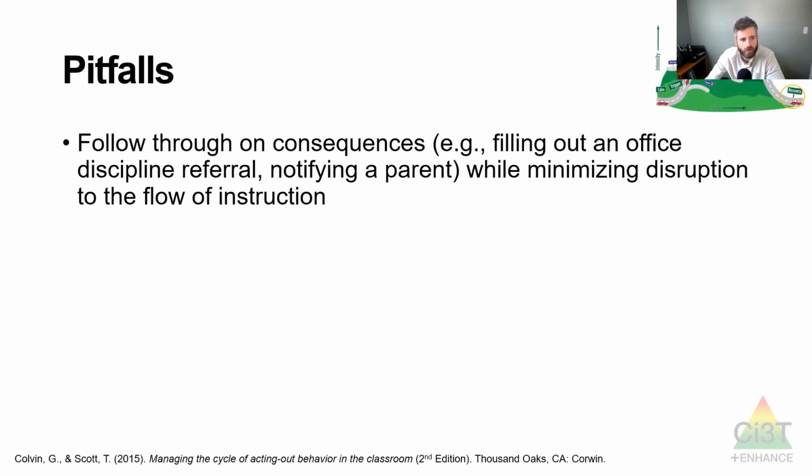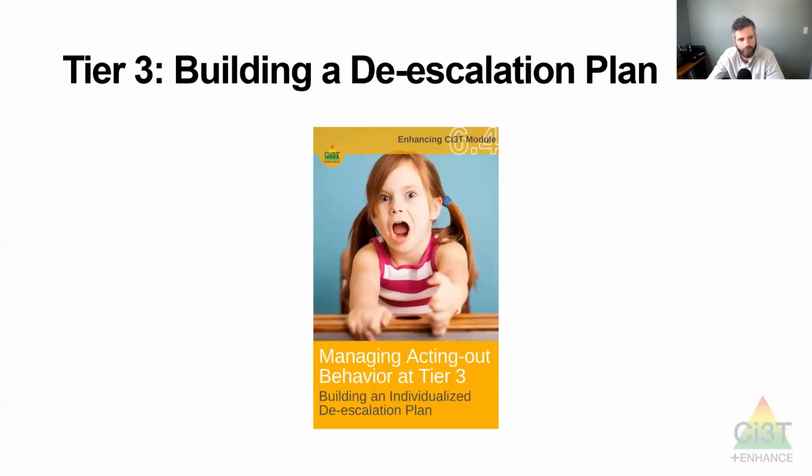So a pitfall here is that we want to make sure that we do follow through on consequences without getting back into this cycle of punishment or being overly critical of the student's behavior. We want to move on. So we need to follow through with the consequence, like filling out an office discipline referral or notifying parents, without making it seem like we're going back through that crisis cycle again.